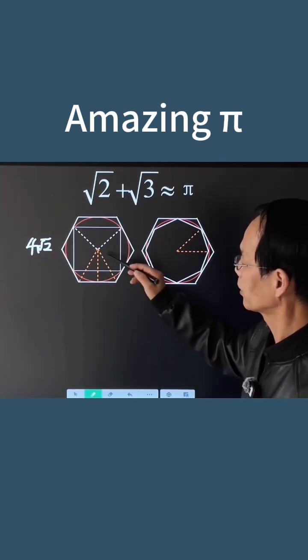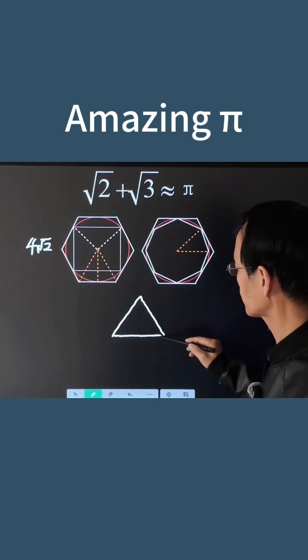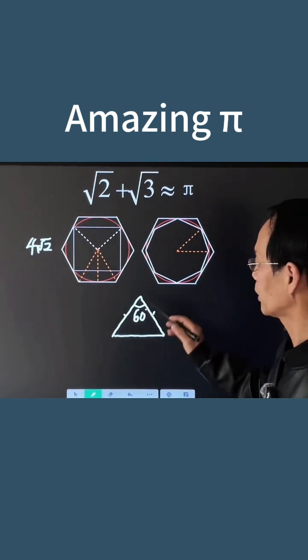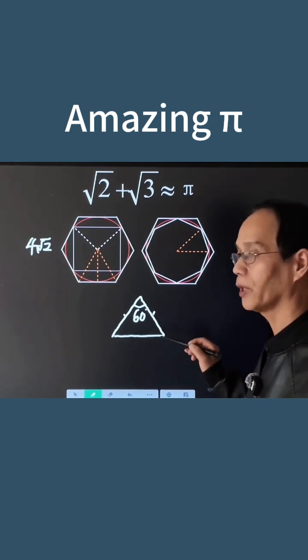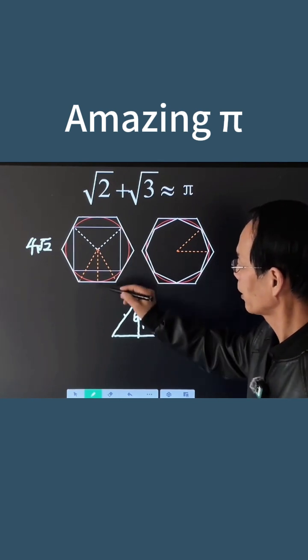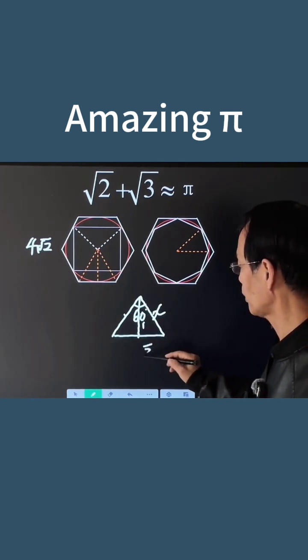Divide it evenly into 6 parts. What is the angle of each segment? 360 divided by 6 is 60 degrees. It's an isosceles triangle, so one of the angles is 60 degrees, making it an equilateral triangle. The height is the radius of the circle, which is 1, right? The radius is 1. Suppose the length of the hypotenuse is x, then here it's x over 2.